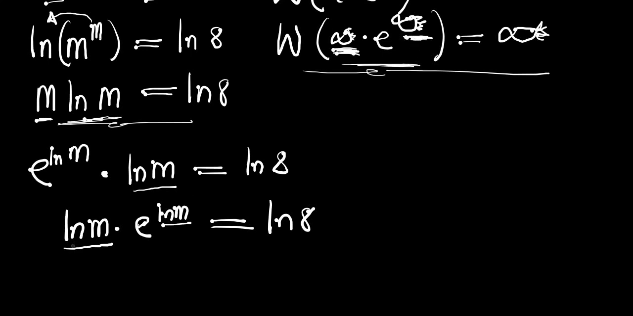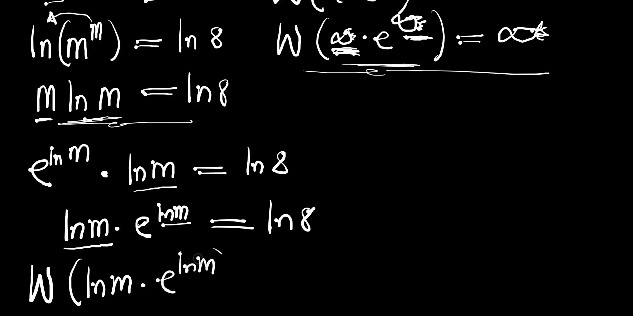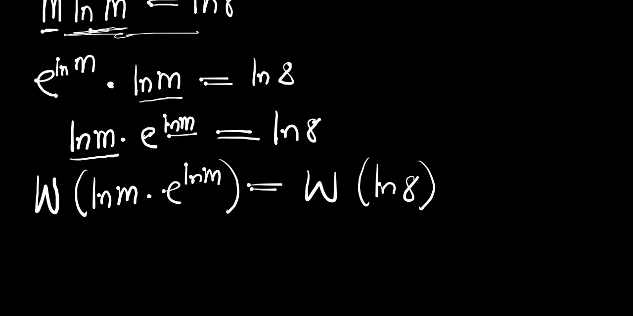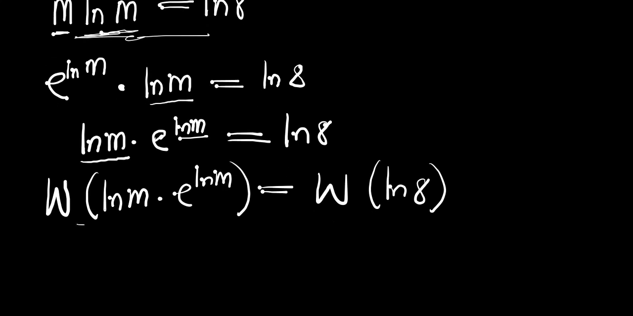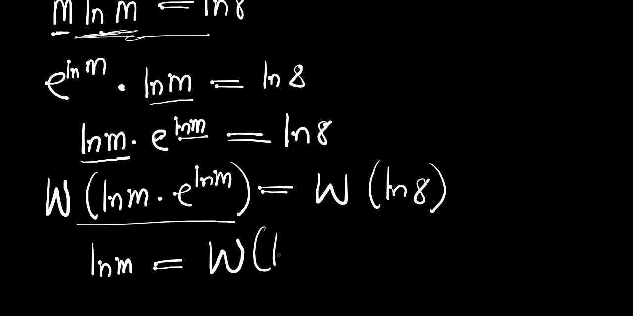So at this point we can introduce the Lambert W function. We have Lambert W function of ln of m times e power ln of m, and this equals the Lambert W function of ln of 8. So as usual, remember, if you take a Lambert W function of this, you have a fish left. So if we also take a Lambert W function of this, that means we are going to have ln of m, and this equals Lambert W function of ln of 8.